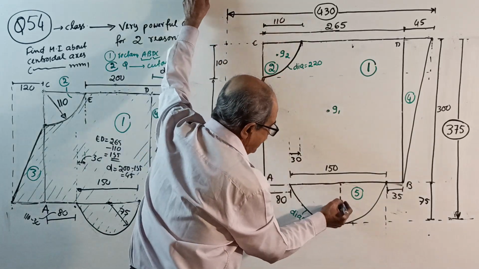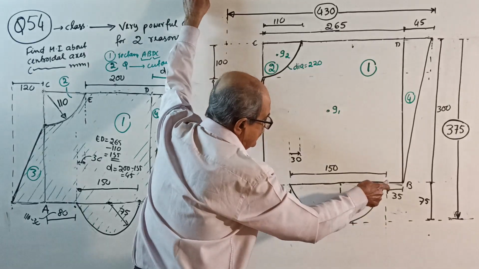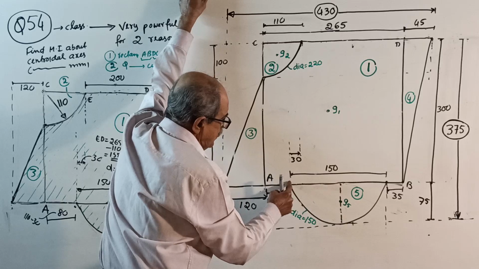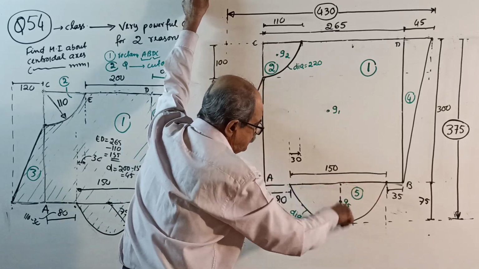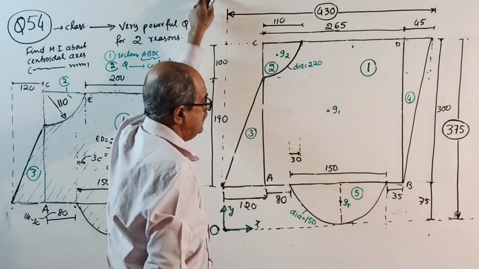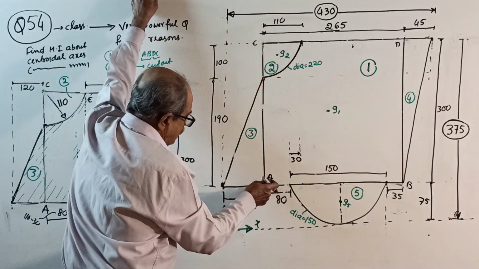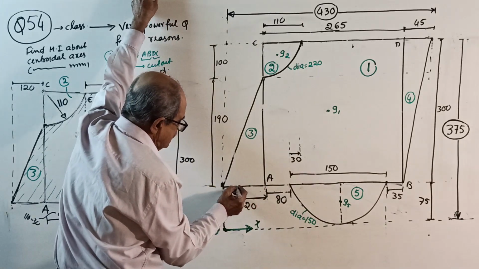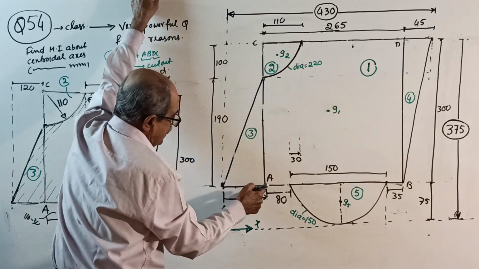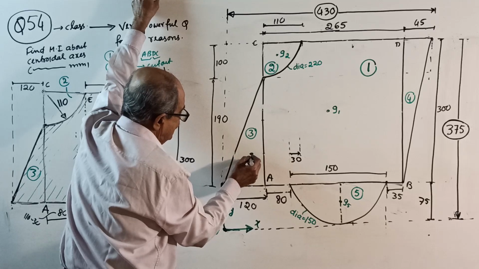For the fifth one, see here, G5. This way, it is the midpoint. 150 means 75 here and 75 here. But this way, this is 2d by 3 pi, 2 into 150 by 3 pi. This is also clear. Then the third one, see, divide this 120 into 3 parts. Divide this 190 also into 3 parts. So from here, first part. This is the centroid for 3, G3.